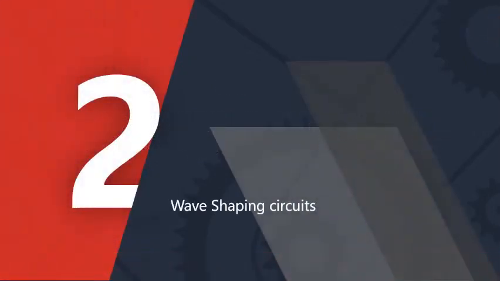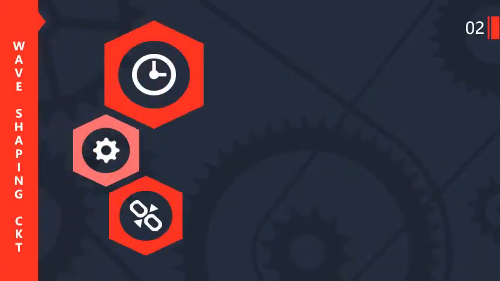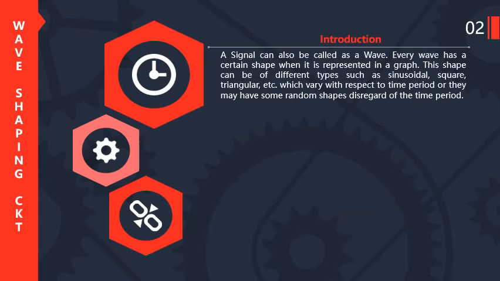The next topic is wave shaping circuits. A signal can also be called a wave. Every wave has a certain shape when it is represented in a graph. This shape can be of different types such as sinusoidal, square, triangular, etc., which vary with respect to the time period, or they may have some random shapes regardless of the time period.